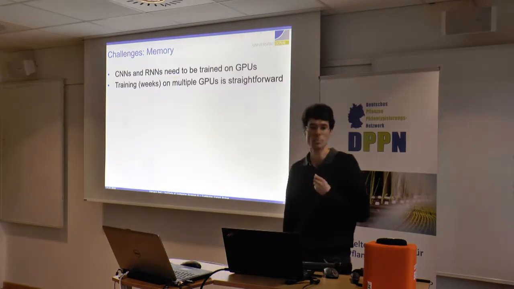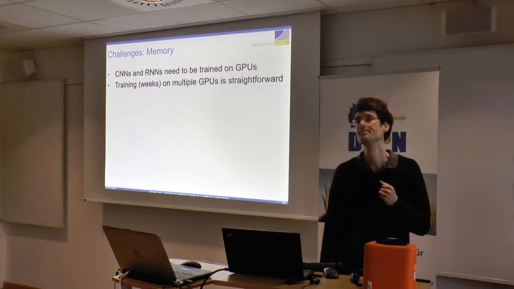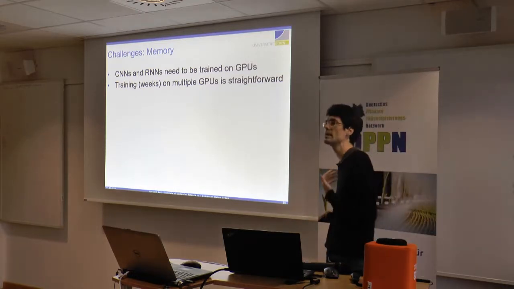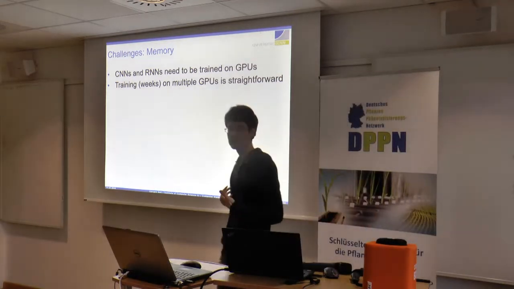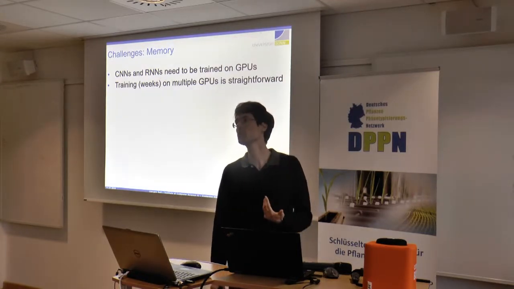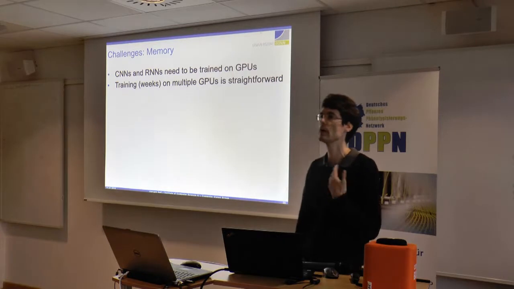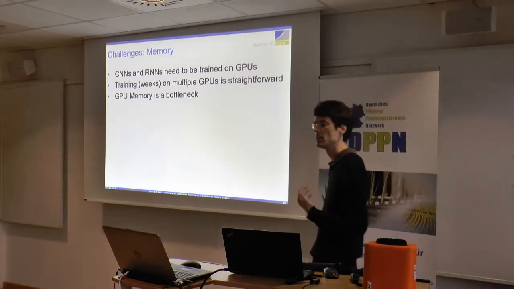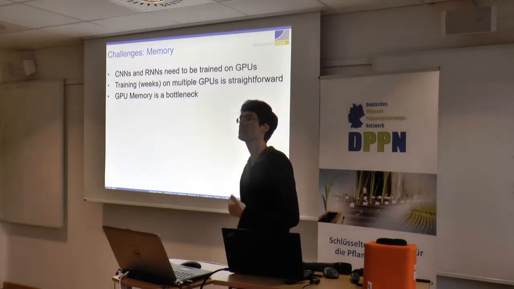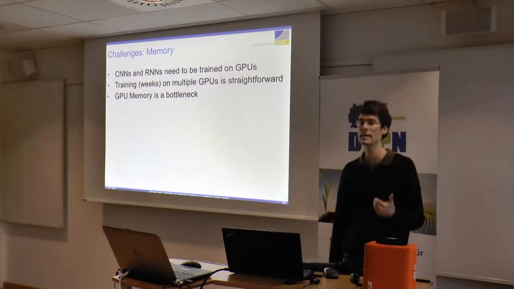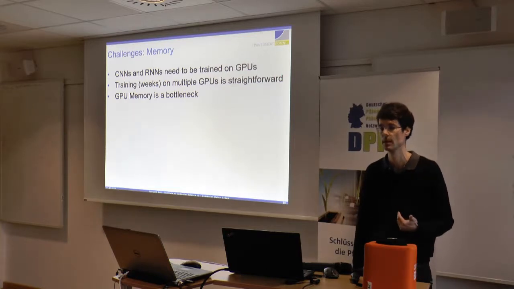There's another problem, and this is memory. For all these networks, you have to use GPUs to train them. This is not a problem at all. It's also straightforward to use multiple GPUs. There are libraries that do everything for you. But you have to bring everything onto the memory of the GPU, and that's a real bottleneck, actually a major bottleneck for deep learning.